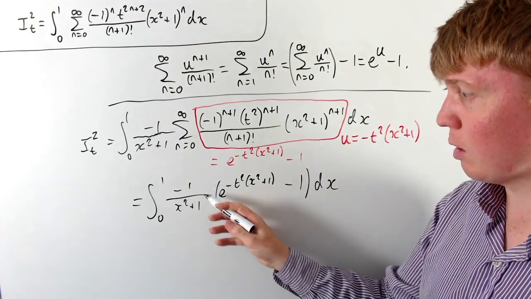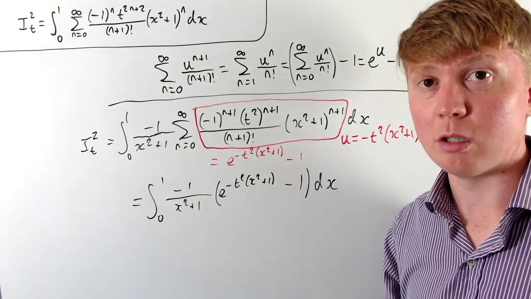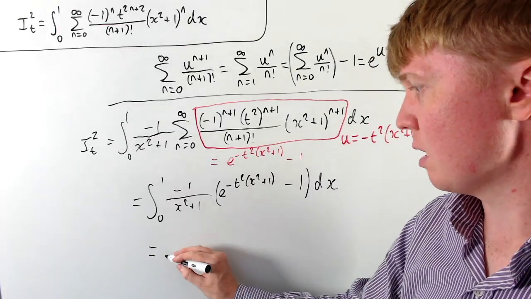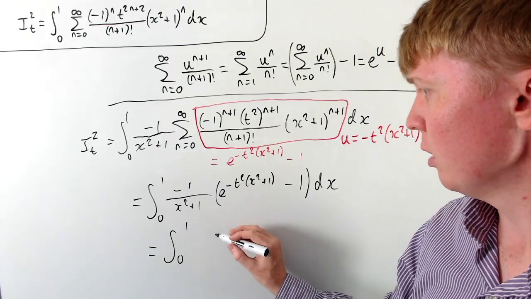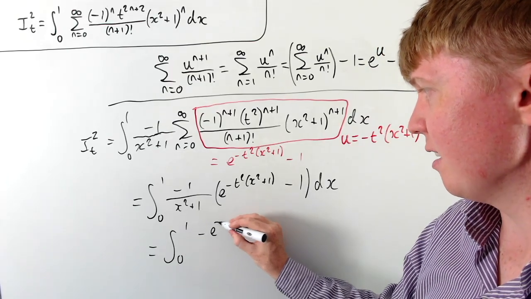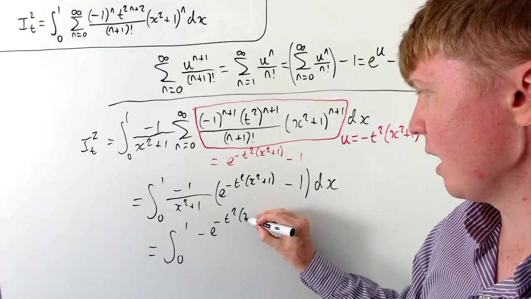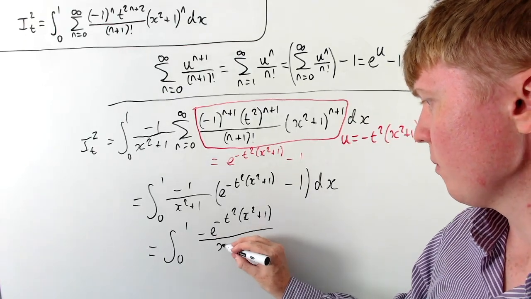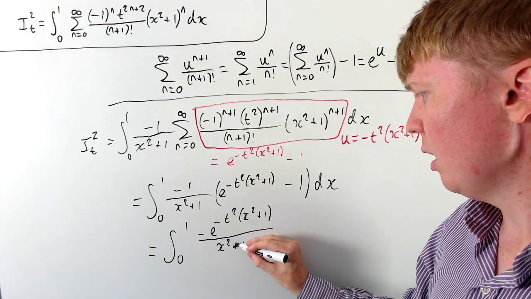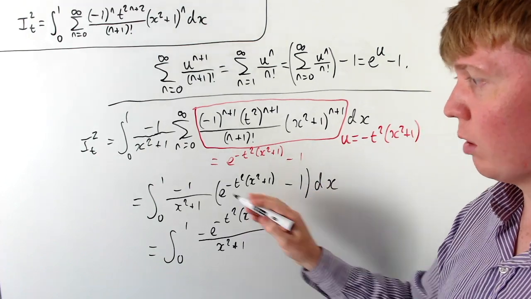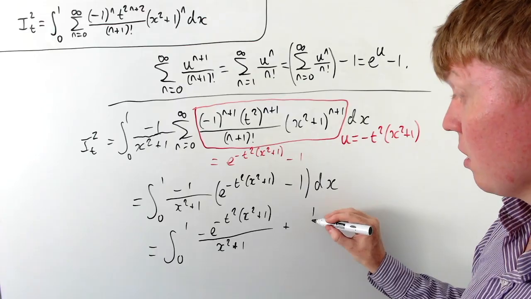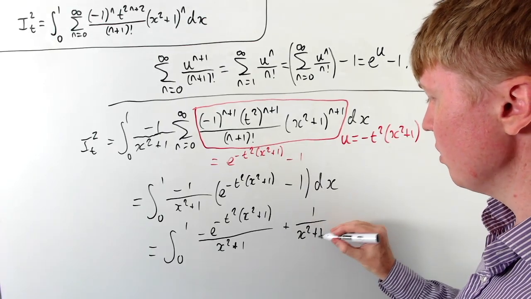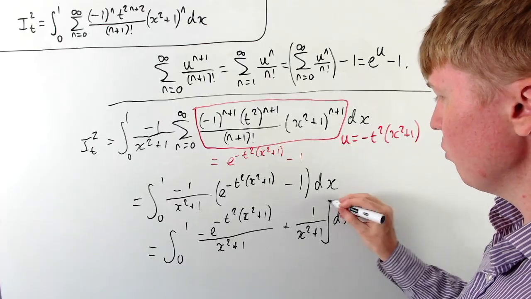And then when we expand this bracket, multiplying by the negative 1 over x squared plus 1, we can write this as the integral going from 0 to 1 of, first of all, negative e to the negative t squared times x squared plus 1 all over x squared plus 1. And then for the second term, the negative 1, this cancels and just gives us, we'll write this as a separate fraction, 1 over x squared plus 1. And this is all still being integrated with respect to x.